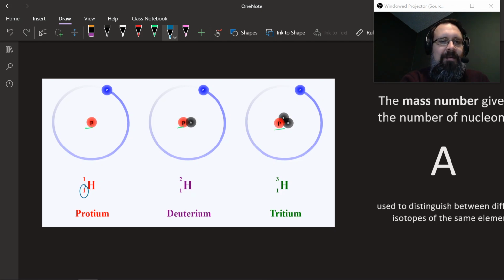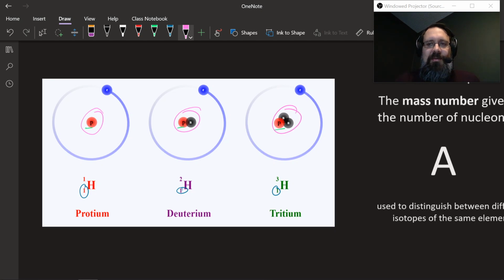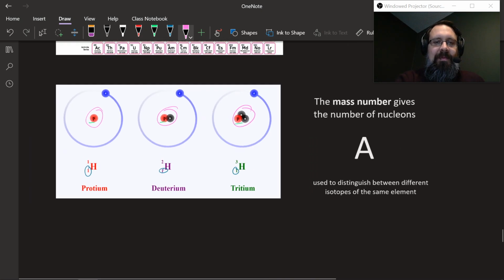Notice they all have one for the atomic number, but they all have a different number of nucleons. This one has one nucleon. So protonium has one nucleon, two nucleons, three nucleons. And so those are called isotopes of hydrogen. They all have a different amount of mass. And so that's what the number on the top tells you: it's the mass number because it tells you how many nucleons there are.